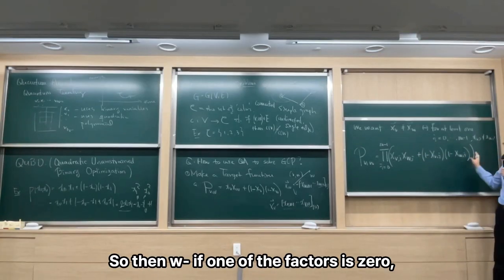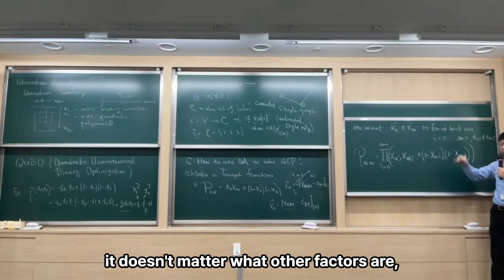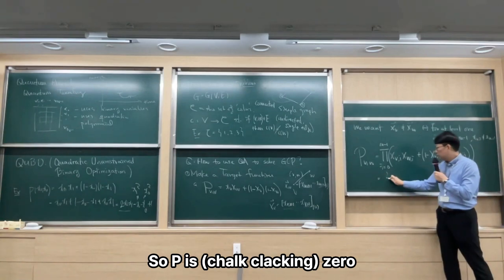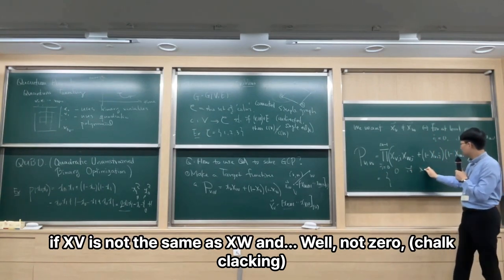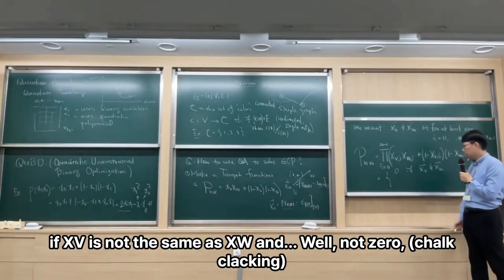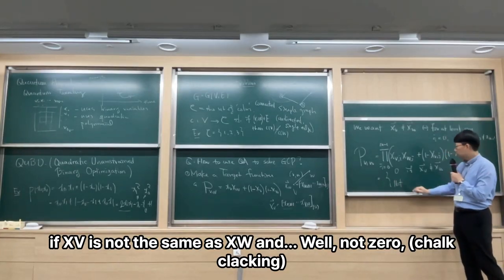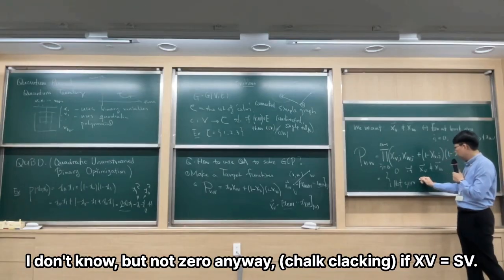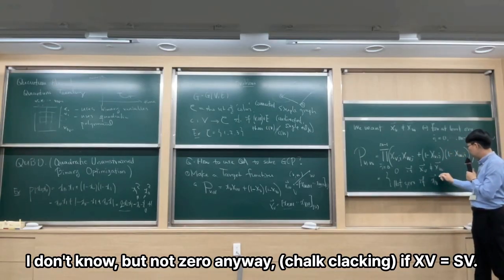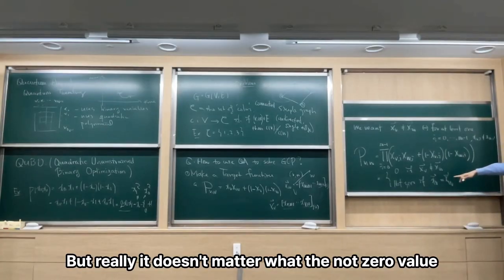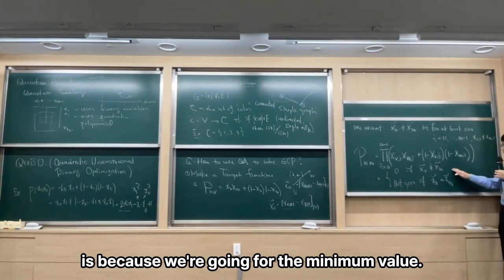If one of the factors is 0, it doesn't matter what the other factors are, everything goes to 0. So P is 0 if xv is not the same as xw, and if xv equals xw, it's not 0, maybe 2 to the m, I don't know, but not 0 anyway. It really doesn't matter what the non-zero value is, because we're going for the minimum value.